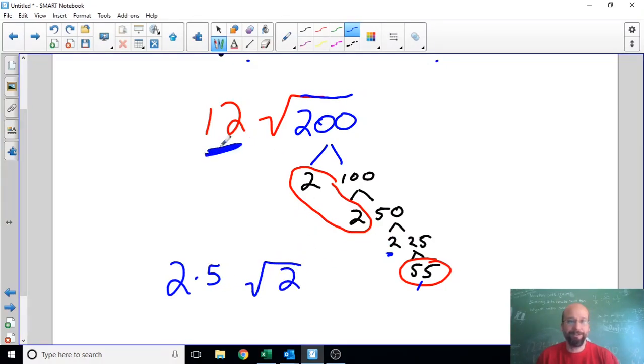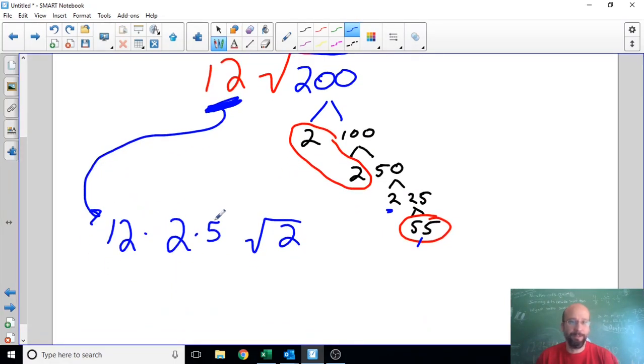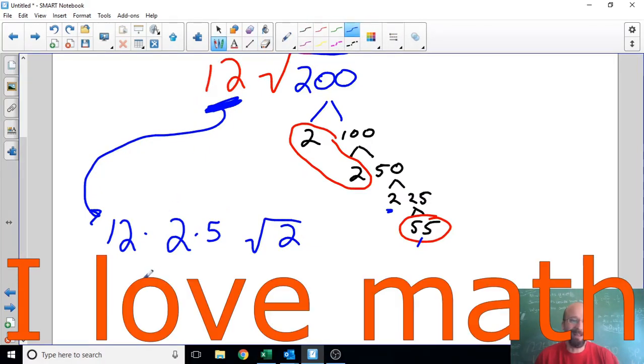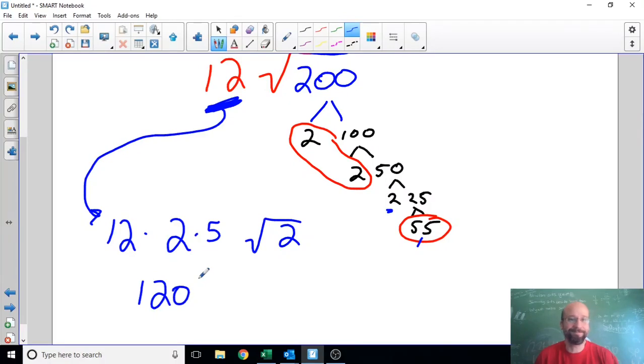But again, remember I started with this 12, so I got to bring it down here. So 12 times 2 times 5. 12 times 2 times 5 is 120. And then on the inside, all I have left is this 2. So that would be my final answer.